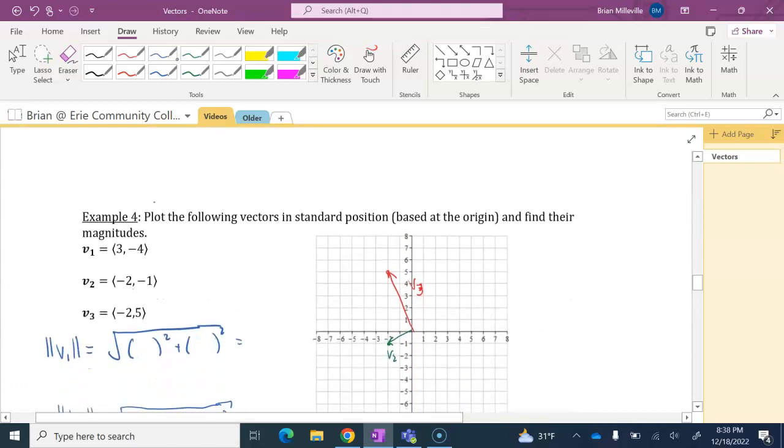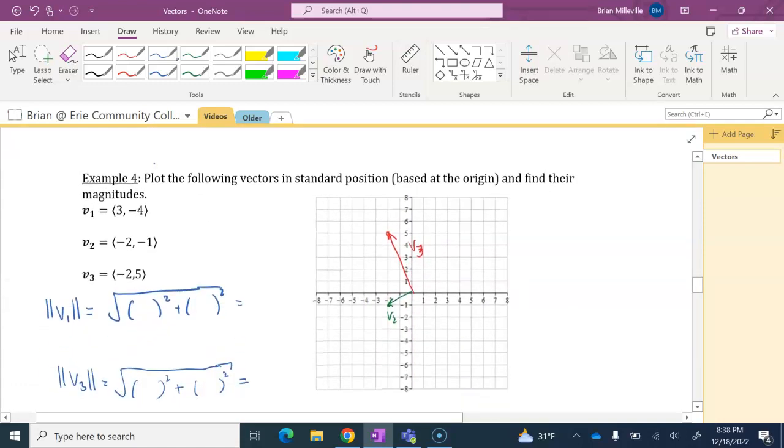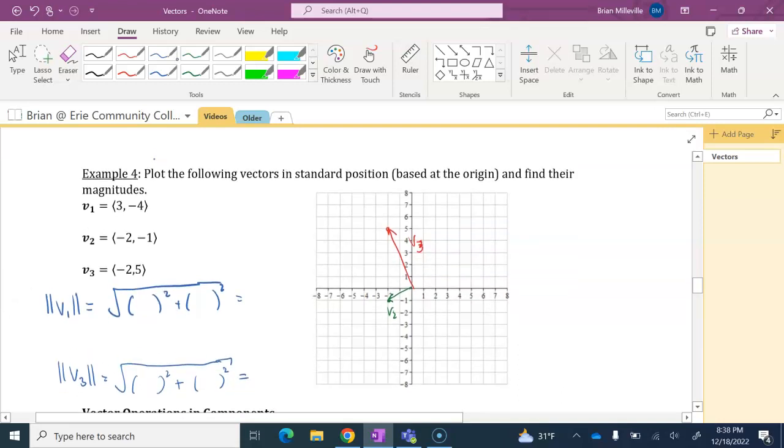So in the next example, we're going to plot a couple vectors and then compute some magnitudes. For the first one listed, I don't have V1 drawn. Let me draw that one out. So (3, -4). You're going to go right 3 units and then down 4. So we're thinking about basing this at the origin. I just put a point there, and now we want to simply draw a vector starting at the origin going to that point. So the vector in blue is the vector V1.